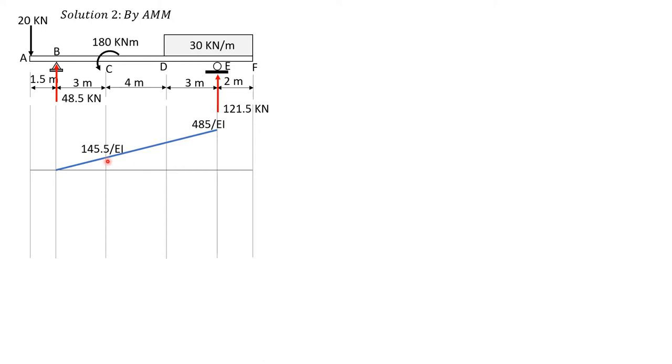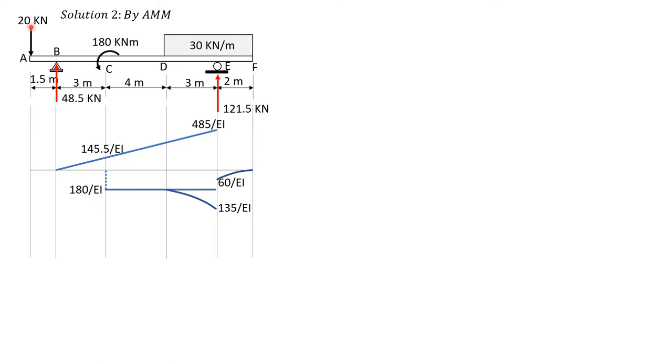So we should compute the moment of this reaction about C, because we are also asked to compute theta C and delta C. Then we have 180 over EI for the focal constant vector here. Then we have second degree for this load. 30 times 3 times 1.5 is 135 over EI, and that is second degree. This is also second degree due to this 30 kilonewton per meter load. 30 times 2 times 1 is 60 over EI.